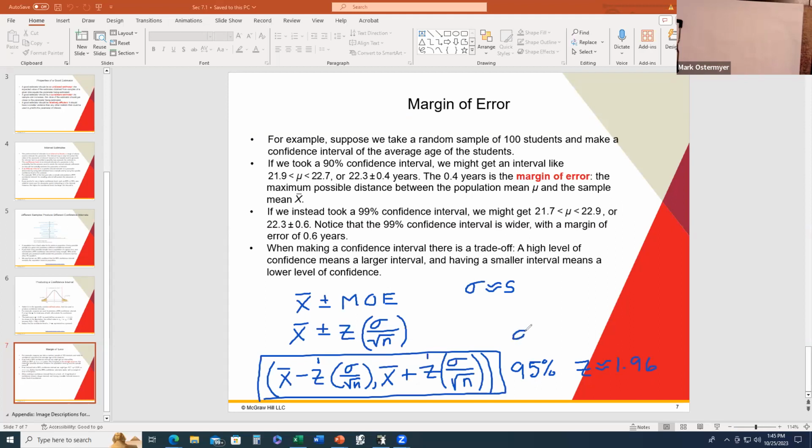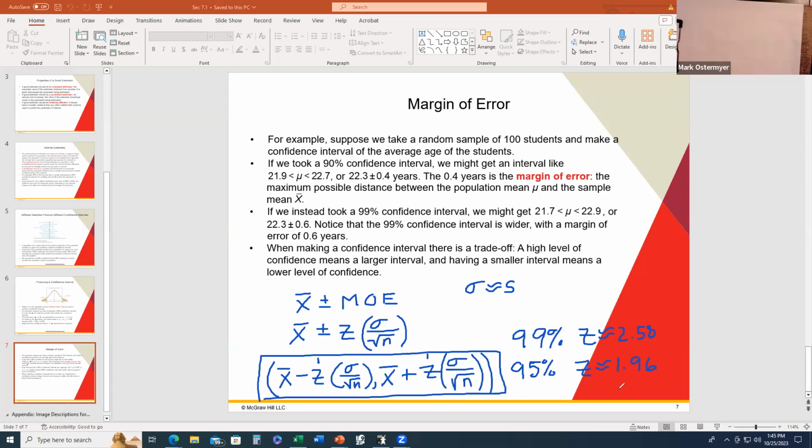A 99% confidence interval, your critical Z values for this formula here are going to be about 2.58. Almost 3 standard deviations either side of your mean. 2.58. All right. That's what you would use for your Z values.